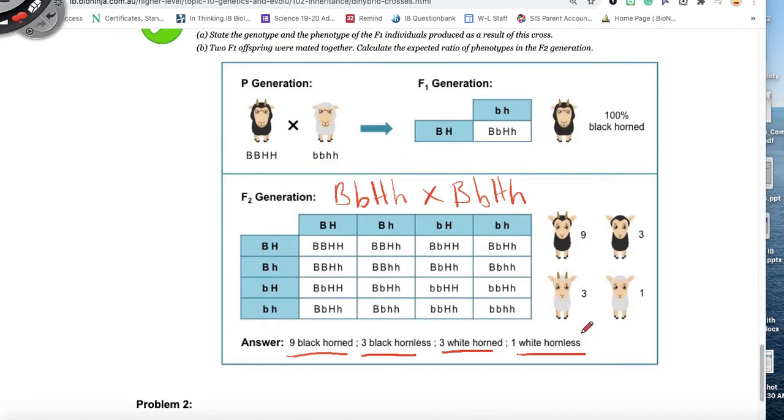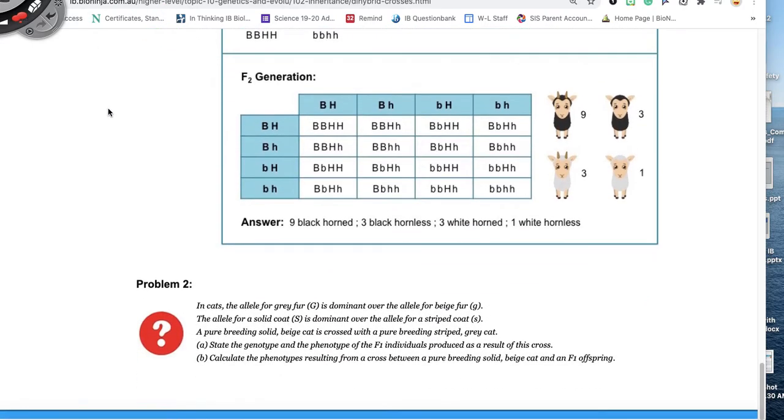So if on a test you get a question like this, and it's maybe a multiple choice question, you don't even have to work out the Punnett square, because you're always going to get 9:3:3:1. So you can save some time there. All right, now let's look at the other problem.